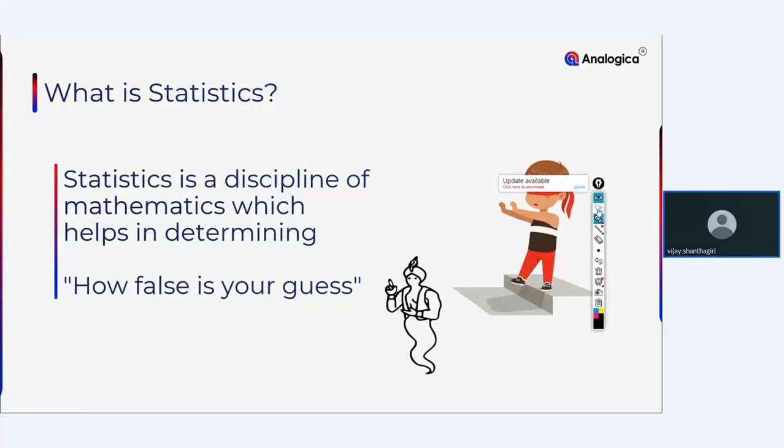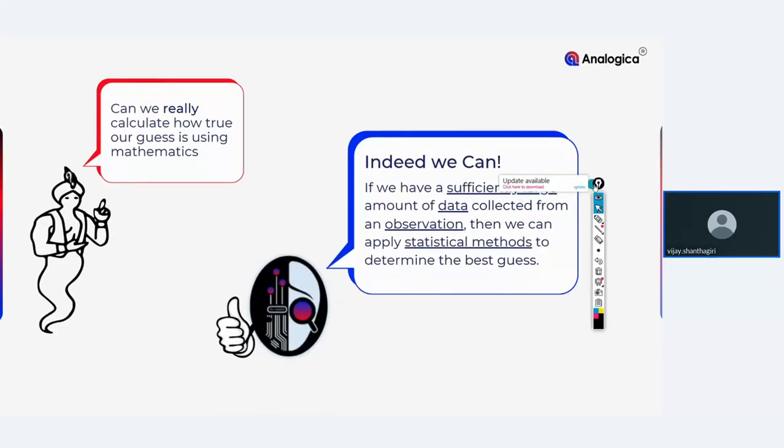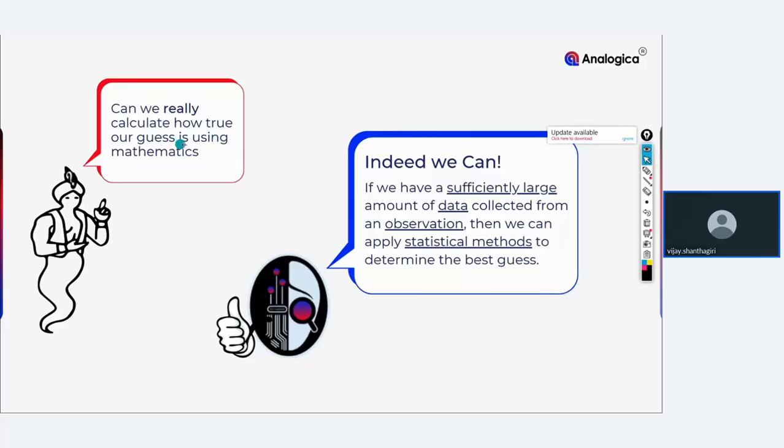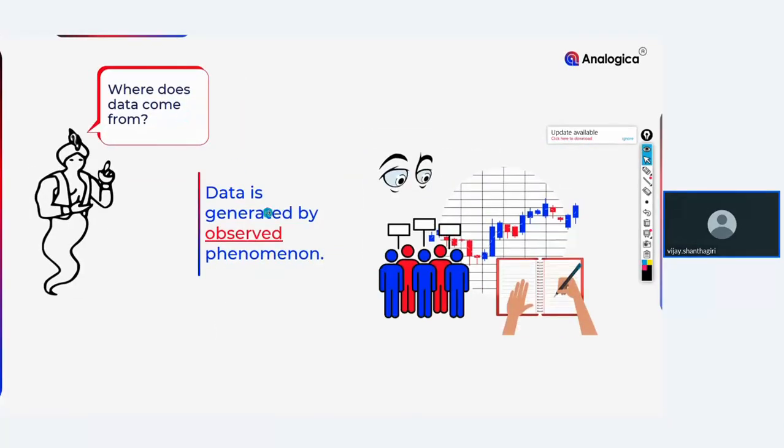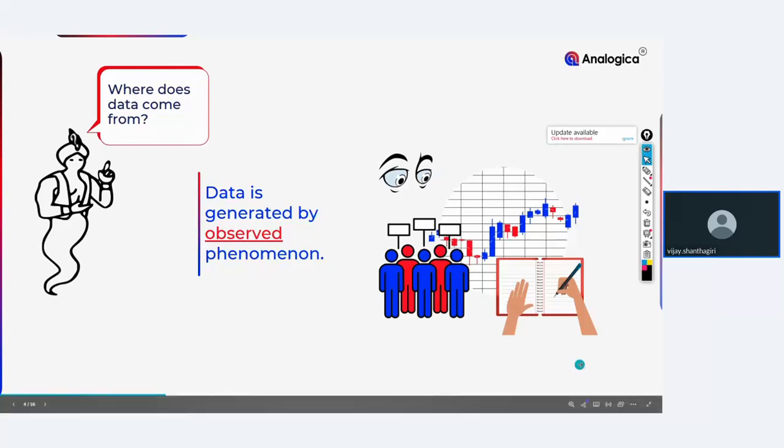But moving on from here. Can we really calculate how true our guess is using maths? Yes. You have to have sufficiently large data, observation, and use statistical methods to do it. Now, where does the data come from? You generated the data. You decided to observe. So you collected the data. That's where the data comes from.